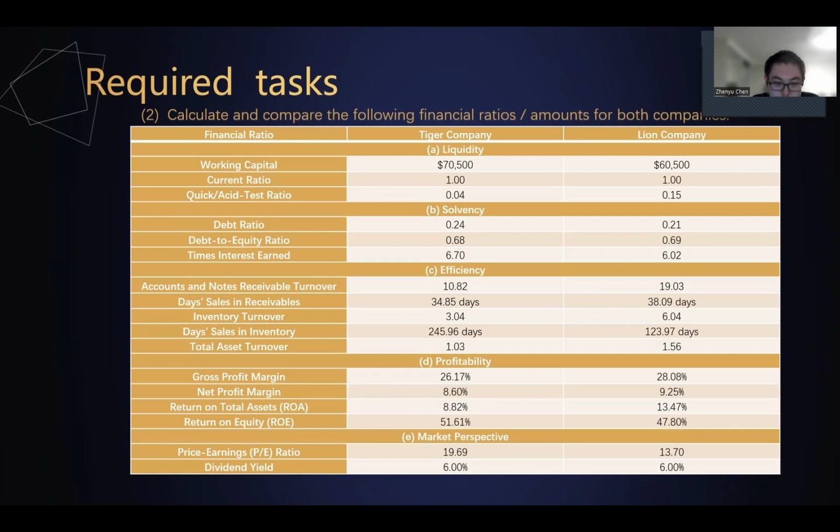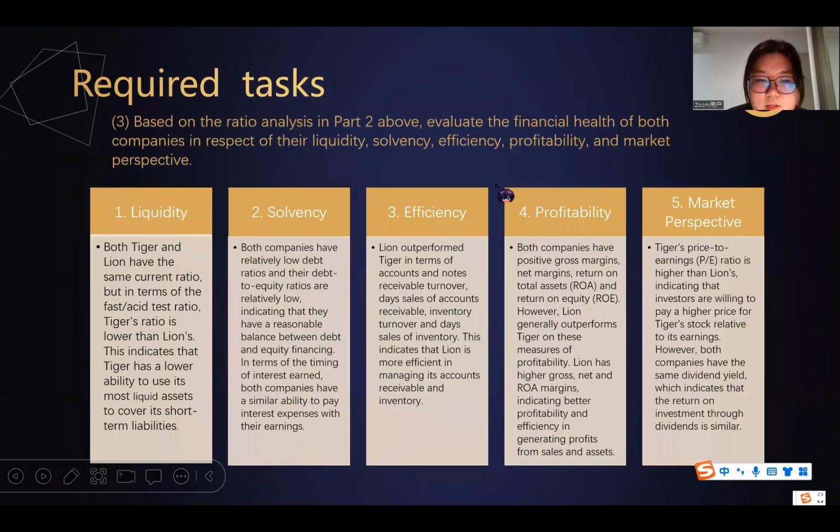Overall, while both companies show positive indicators of financial health, Lion company generally performs better in terms of profitability and efficiency. The Lion company has higher profitability, better efficiency in managing accounts receivable and inventory, and a higher total assets turnover ratio. The financial ratios present a clear comparison of Tiger and Lion companies.